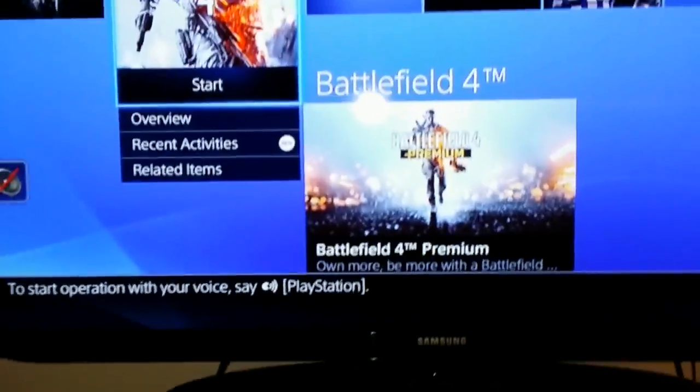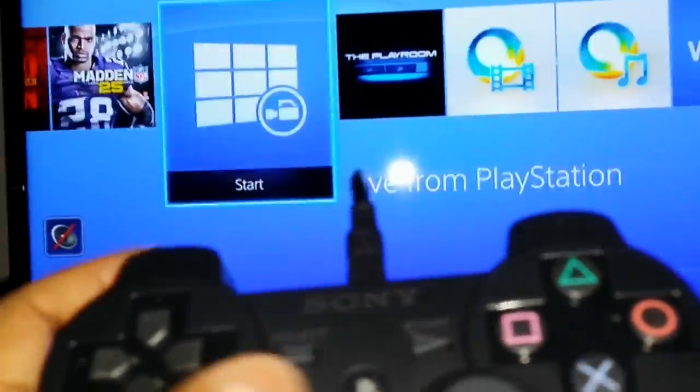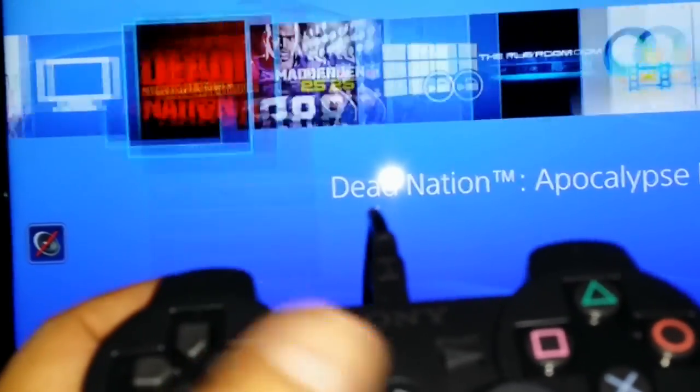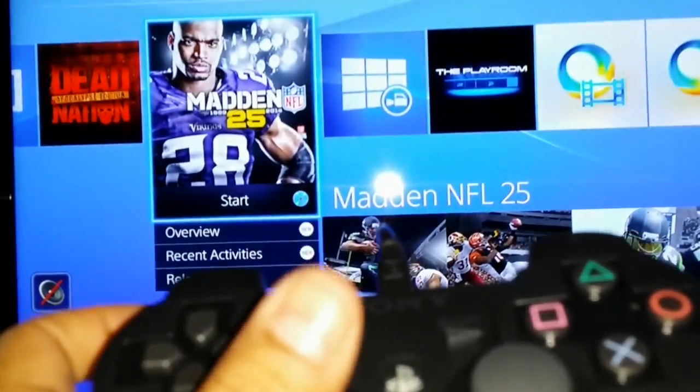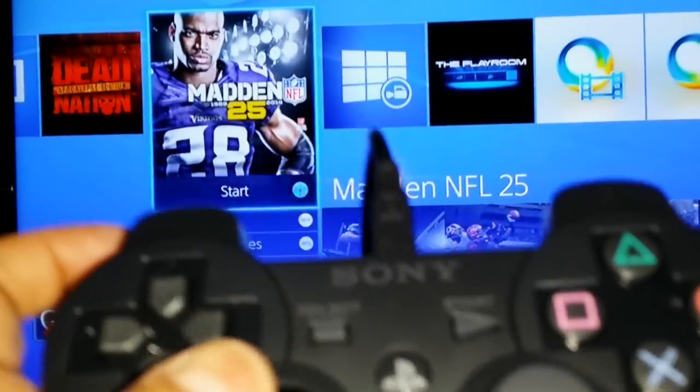Here we are with the PS4. We have our PS3 controller. Okay, so there it is working.